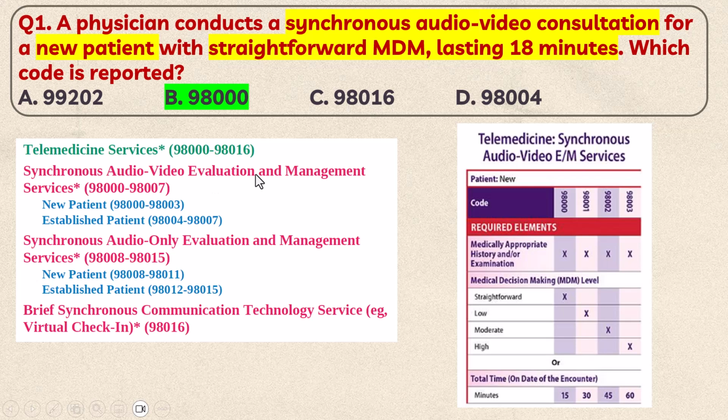For evaluation and management services, you can go directly to the table of contents of that chapter. This is the telecommunication service. You can see synchronous audio-video evaluation and management services for new patient. It will lead you to 98000 to 98003. Again, go back to the table list and confirm the answer. Or else you can use the table, telemedicine synchronous audio-video EM service. This is straightforward, so you go to straightforward and it will lead you to code 98000.